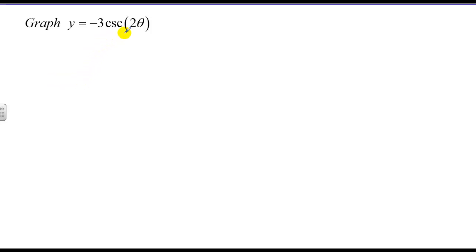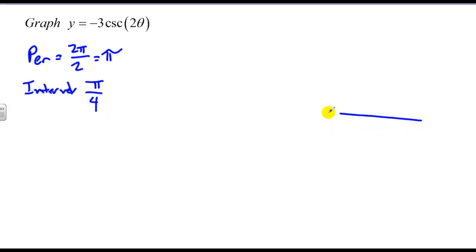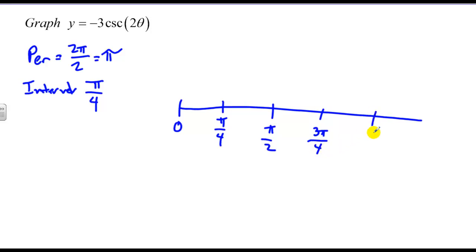In this case, we have the cosecant of 2 pi. If I want the period of this, the period of cosecant is the same as the period of sine. So the period is equal to 2 pi over k, which in this case is equal to 2. So pi is my period, which means my intervals are pi over 4. If I want to go ahead and graph that, I'll just graph a period: 0, pi over 4, pi over 2, 3 pi over 4, and pi. So the whole cosecant graph should happen here.